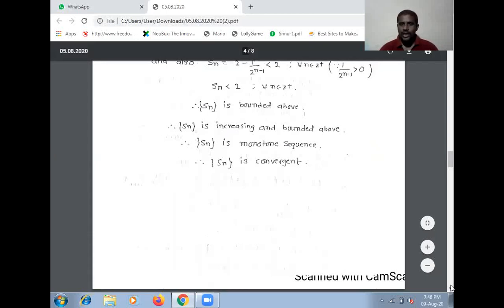So here 2 is the supremum of Sn. So Sn is bounded above. So Sn is an increasing and bounded above sequence. So that's why it is a monotone sequence. So every monotone sequence is convergent, because every monotone sequence is a bounded sequence. So every bounded sequence is a convergent sequence.